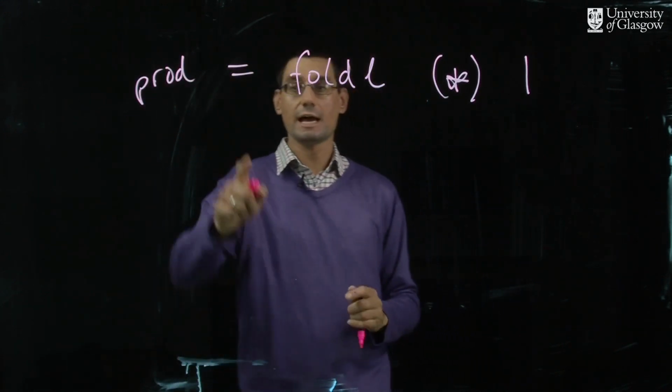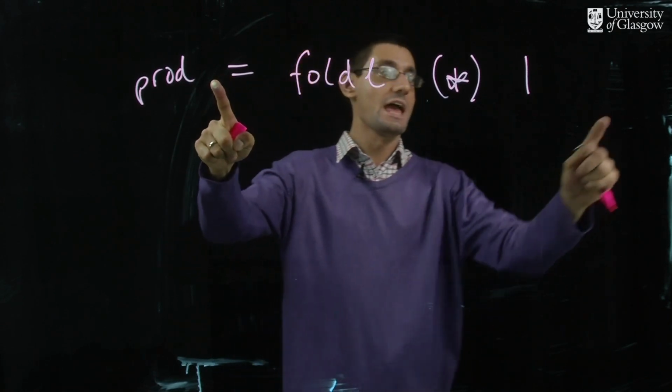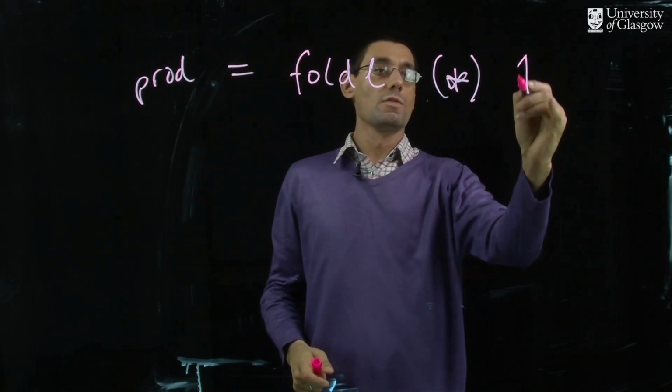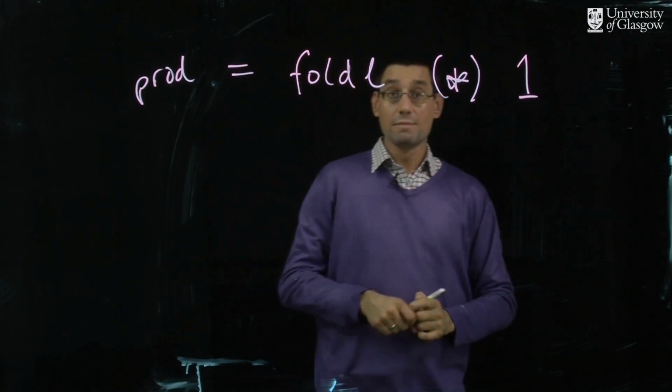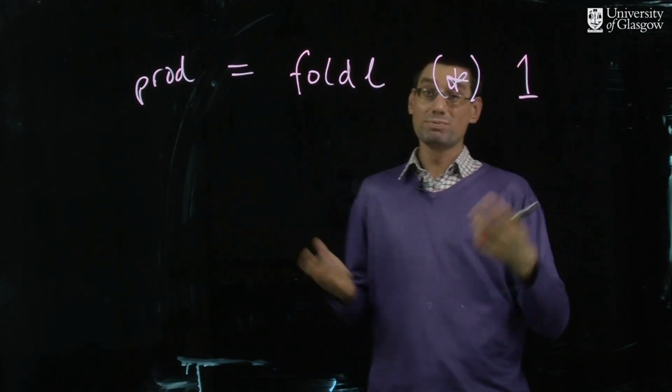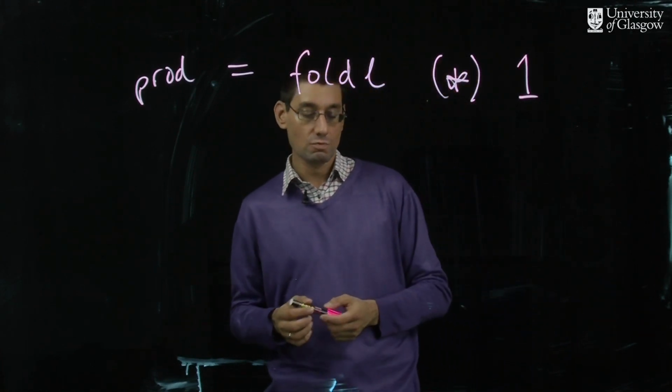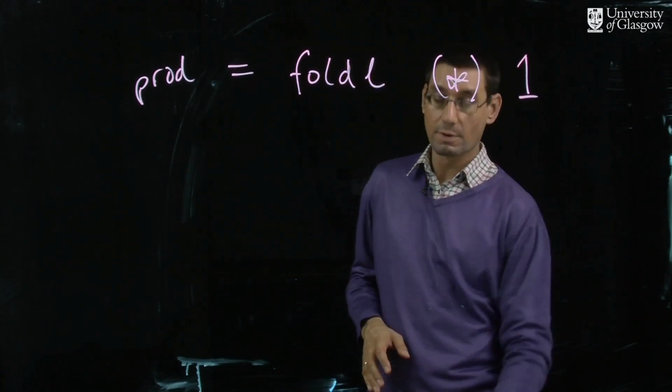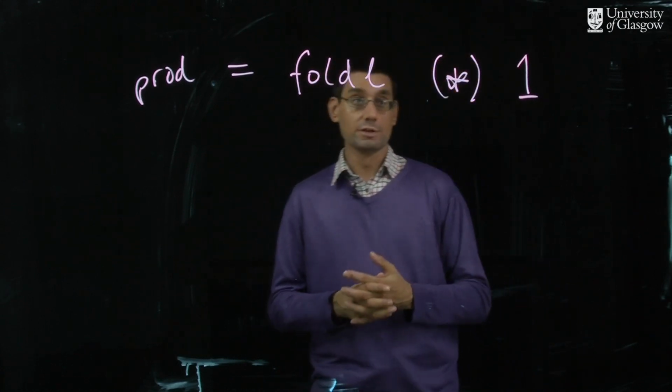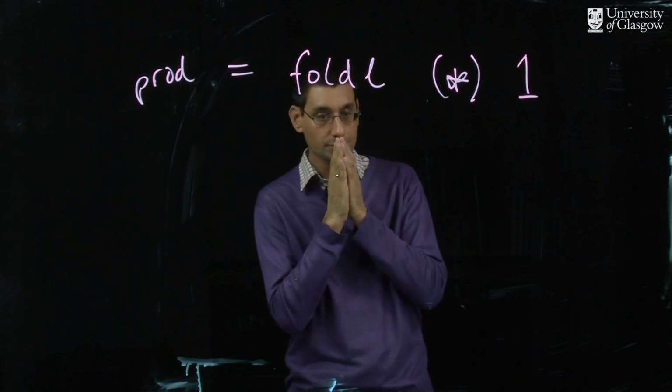Expressed in a point-free style, so the list should go there and there. That's an integer 1 there. Okay, and this is a much simpler and more concise way, and more idiomatic Haskell, I suppose, of doing the product of integers in a list.